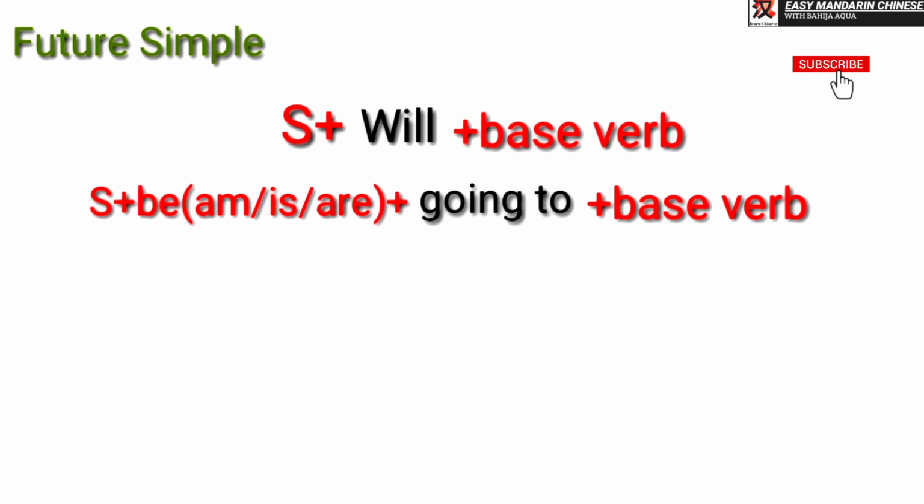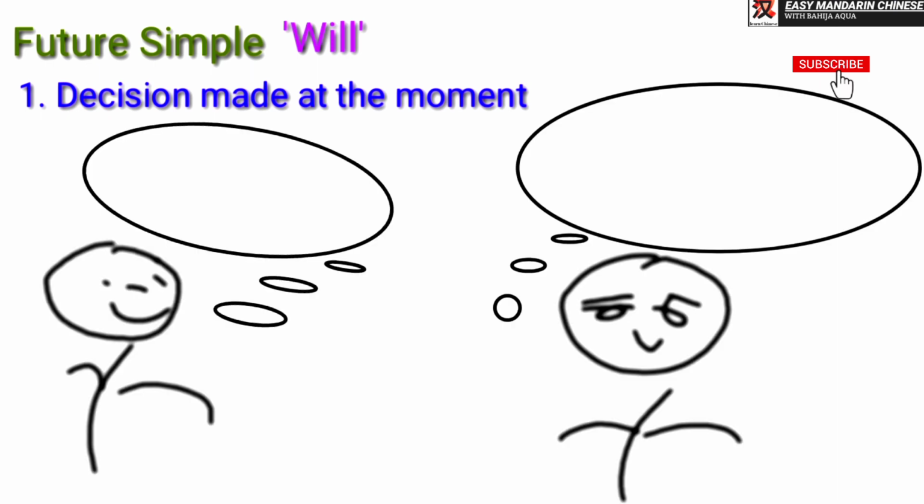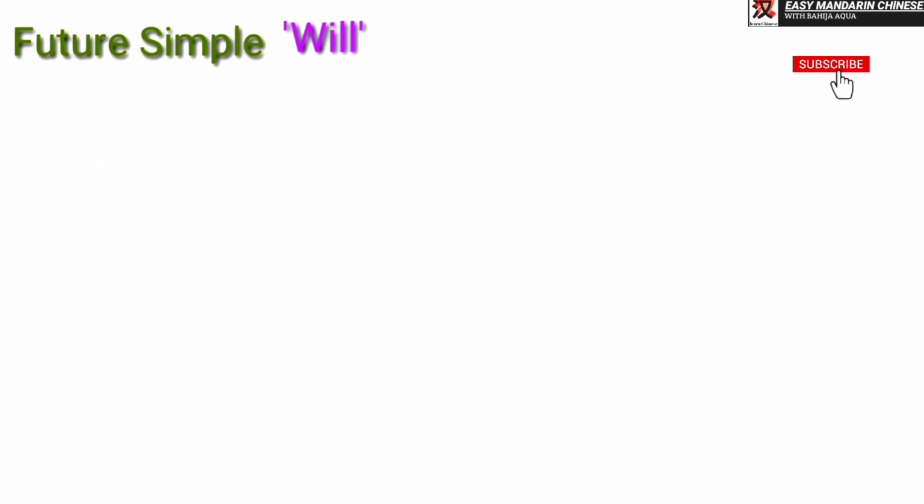There are 4 different reasons to use will. Number 1, a decision made at the moment. Imagine you are at a friend's house. Your friend asks you, "What would you like to drink? Would you like coffee or tea?" "I will have coffee." Here we use will because the decision was made at that moment.